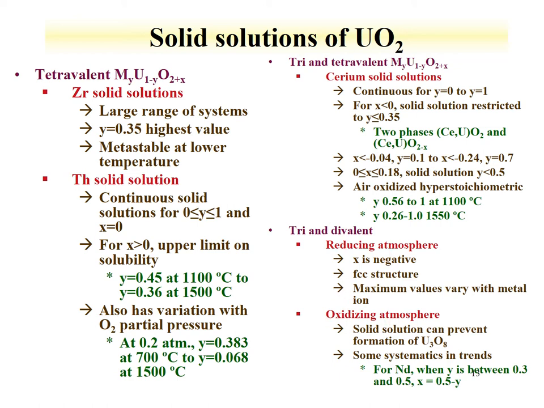One of the take-homes for this is when we look at the chemistry of the fission products in UO2, whether or not they'll form a solid solution with uranium will be based upon the amount of that material and the relative crystal structure compared to the UO2.